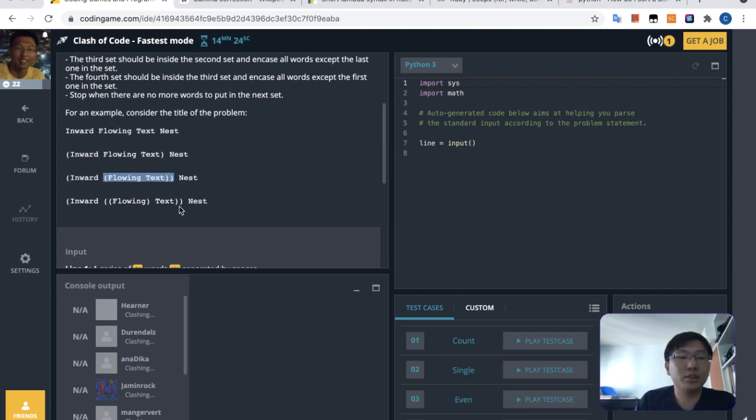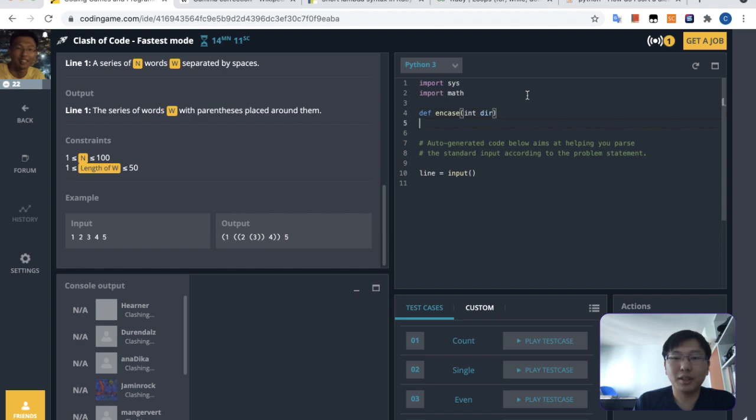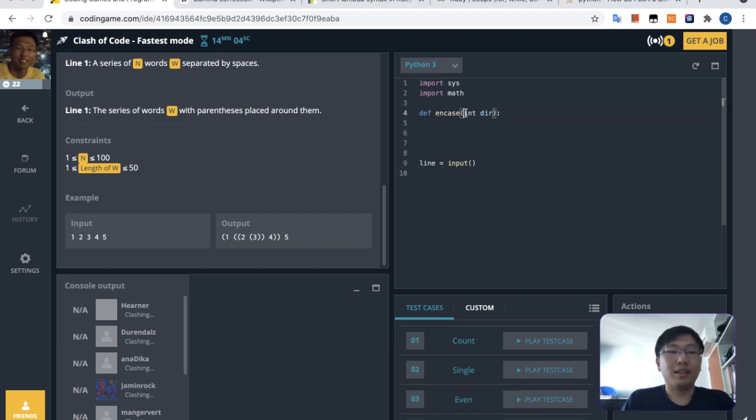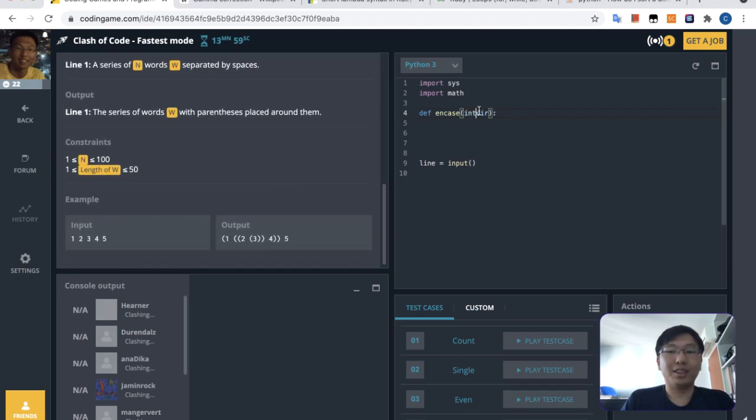I guess I will just do a recursive function. Define encase. Maybe also take in direction. So if the direction is left, then we do this. We also need to take in the array. I realize we don't need to specify integer, it's not C plus plus. So we take in the word list, and then I'll just return.